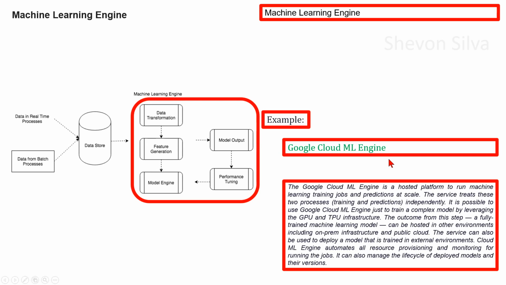Cloud ML engine automates all resource provisioning and monitoring for running the jobs. It can also manage the life cycle of deployed models and their versions.